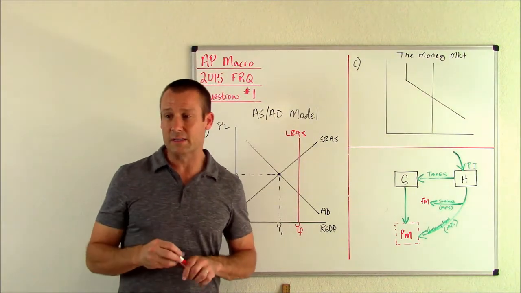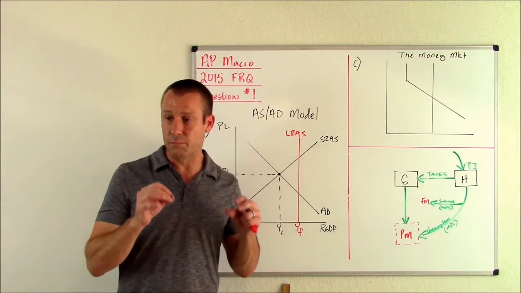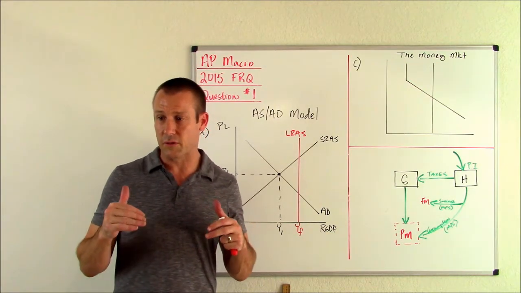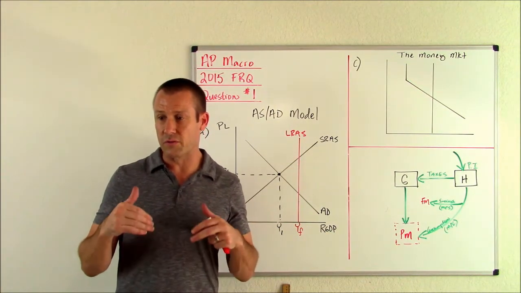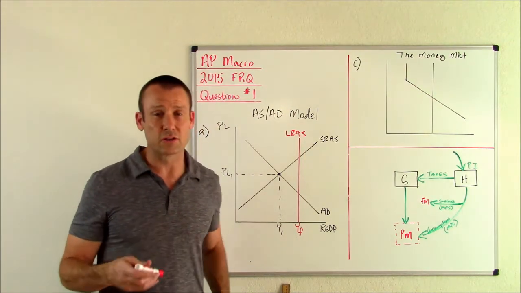All right, moving on to C. Given the Federal Reserve's action you identified in Part B, draw a correctly labeled graph of the money market and show the effect on the nominal interest rate. Okay, so how do you change the federal funds rate?